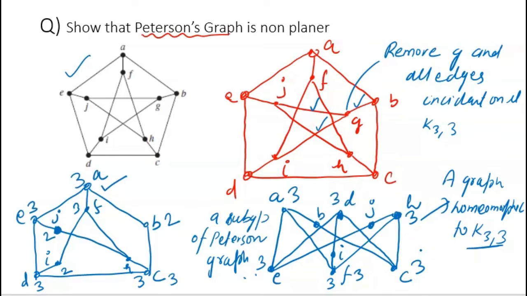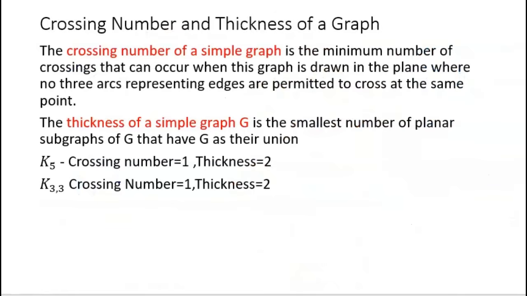I have tried to explain it in a very easy way, and I was very slow also, but still I would suggest that you try it yourself once and find out whether you have understood it or not. Okay, this is a very important result. Now let us move to the final thing, that is, what is crossing number and thickness of a graph.